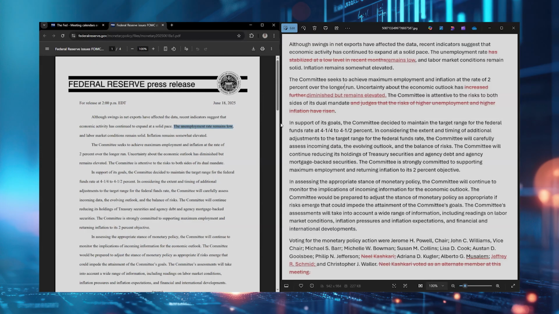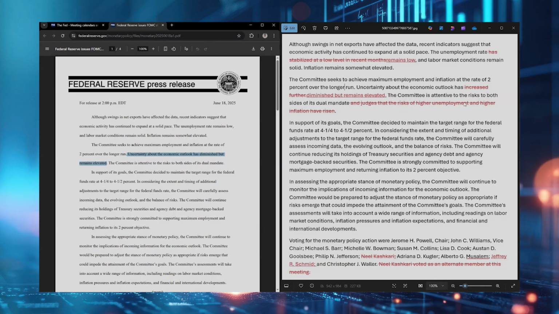All right. As I was saying, this paragraph, uncertainty about the economic outlook, this is from last month, has increased further. And then when we go to the 18th of June, today, uncertainty about the economic outlook has diminished, but remains elevated. So from increased further, they continue to say diminished, but remains elevated.